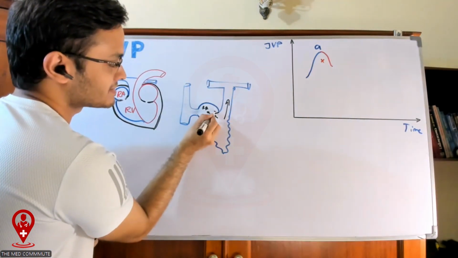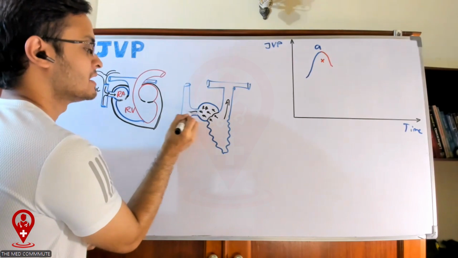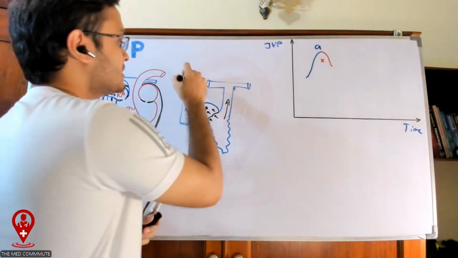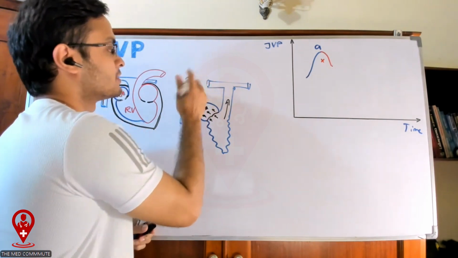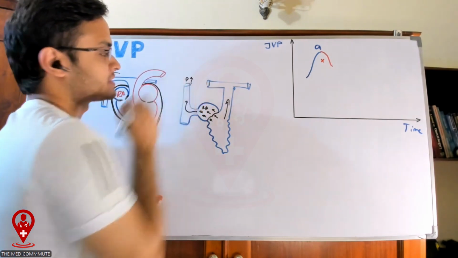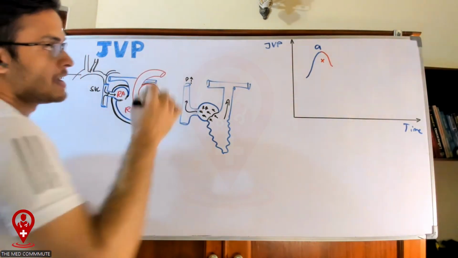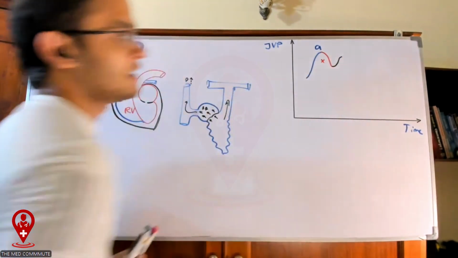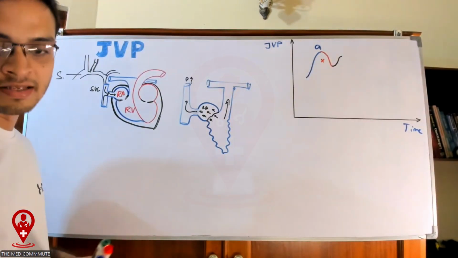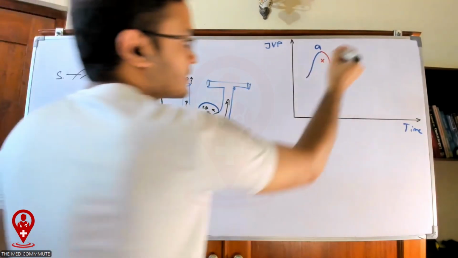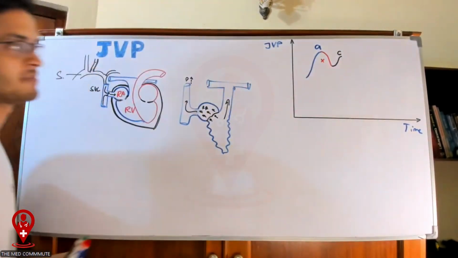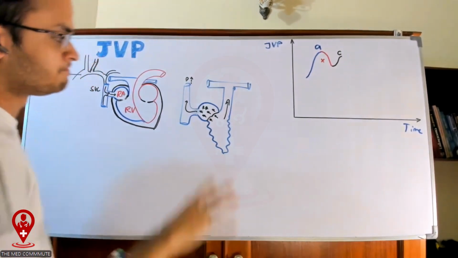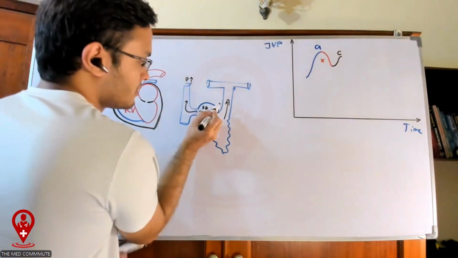And this generates a slight increase in pressure that is transmitted to the internal jugular vein. This slight increase in pressure, you can put it in a dotted line, and this will be detected here as just a slight elevation in the pressure. So this is what we call the C wave. The C wave.